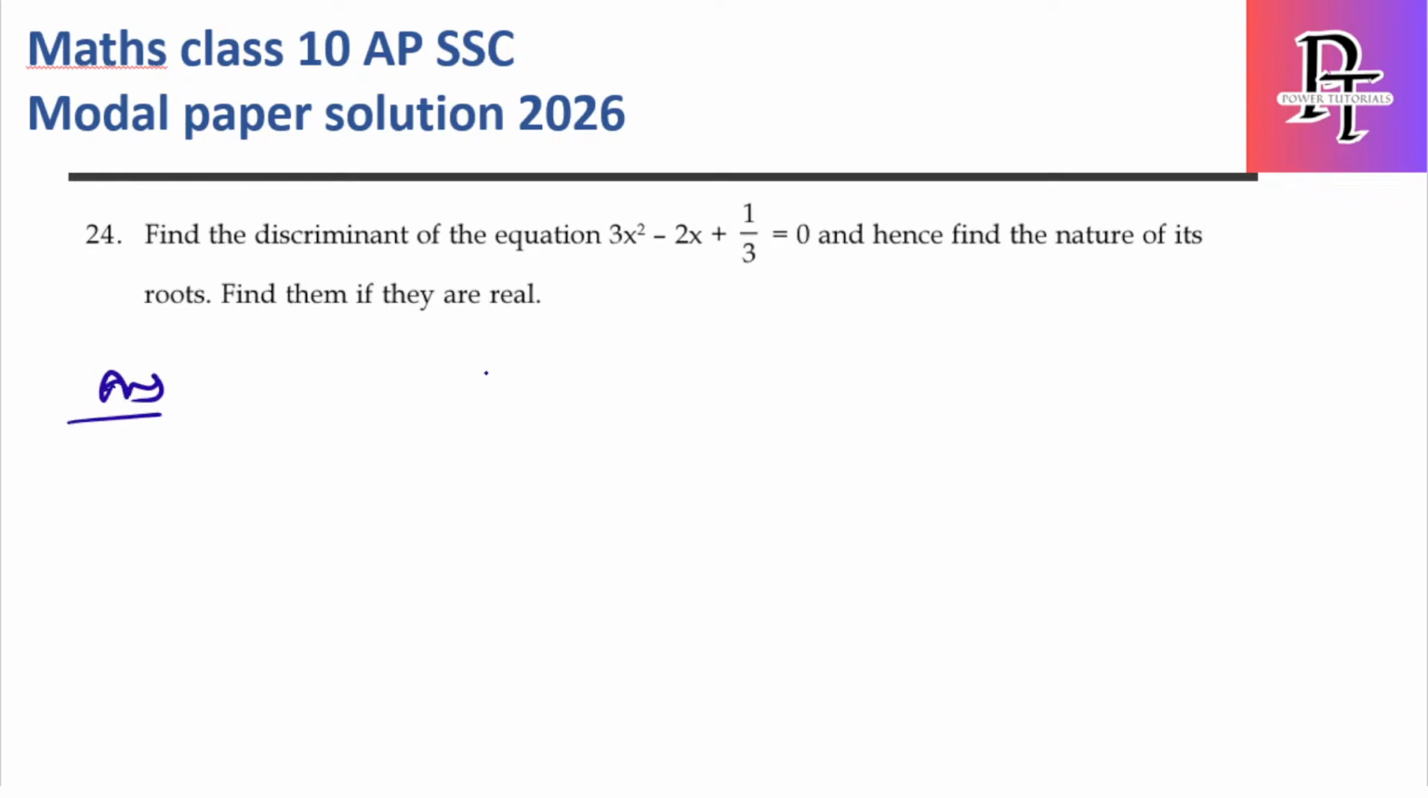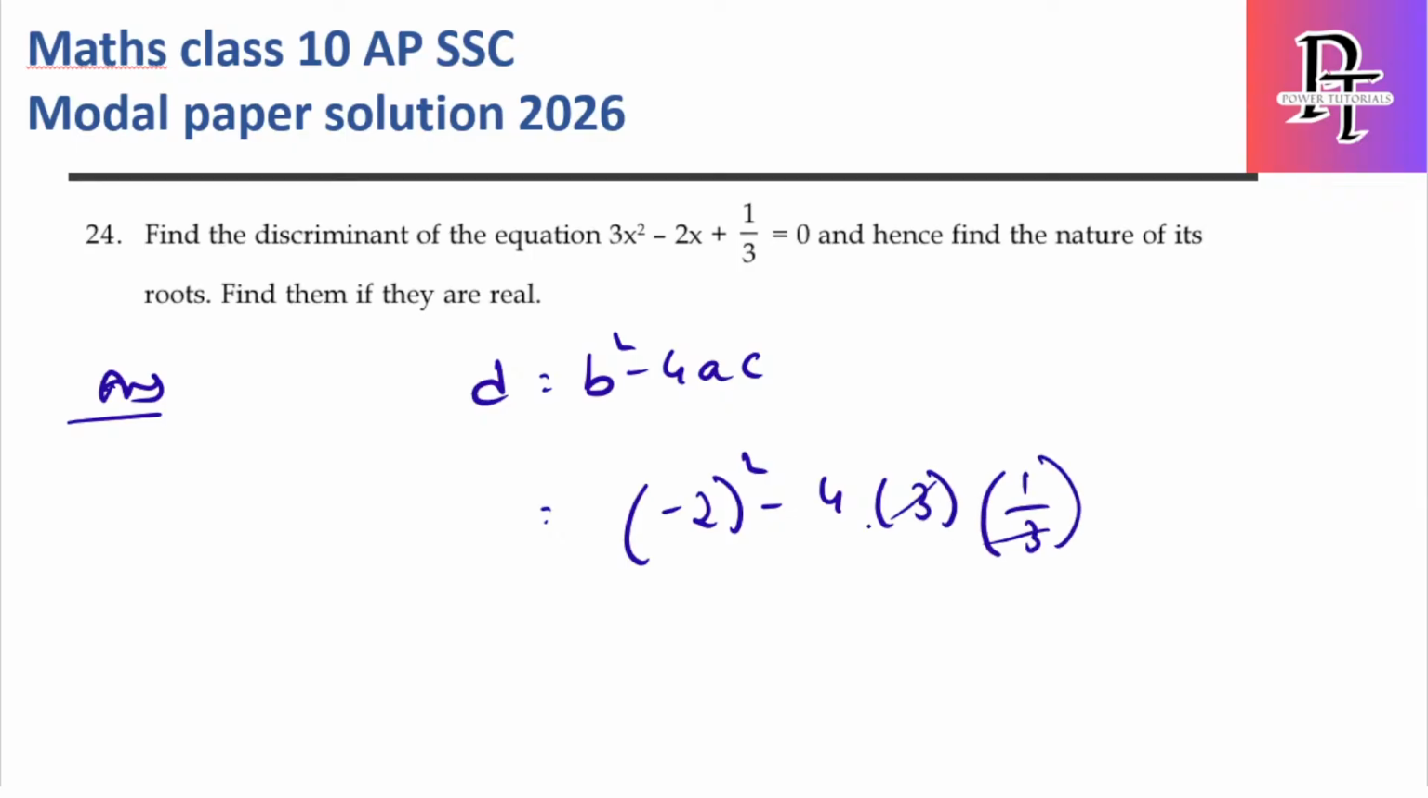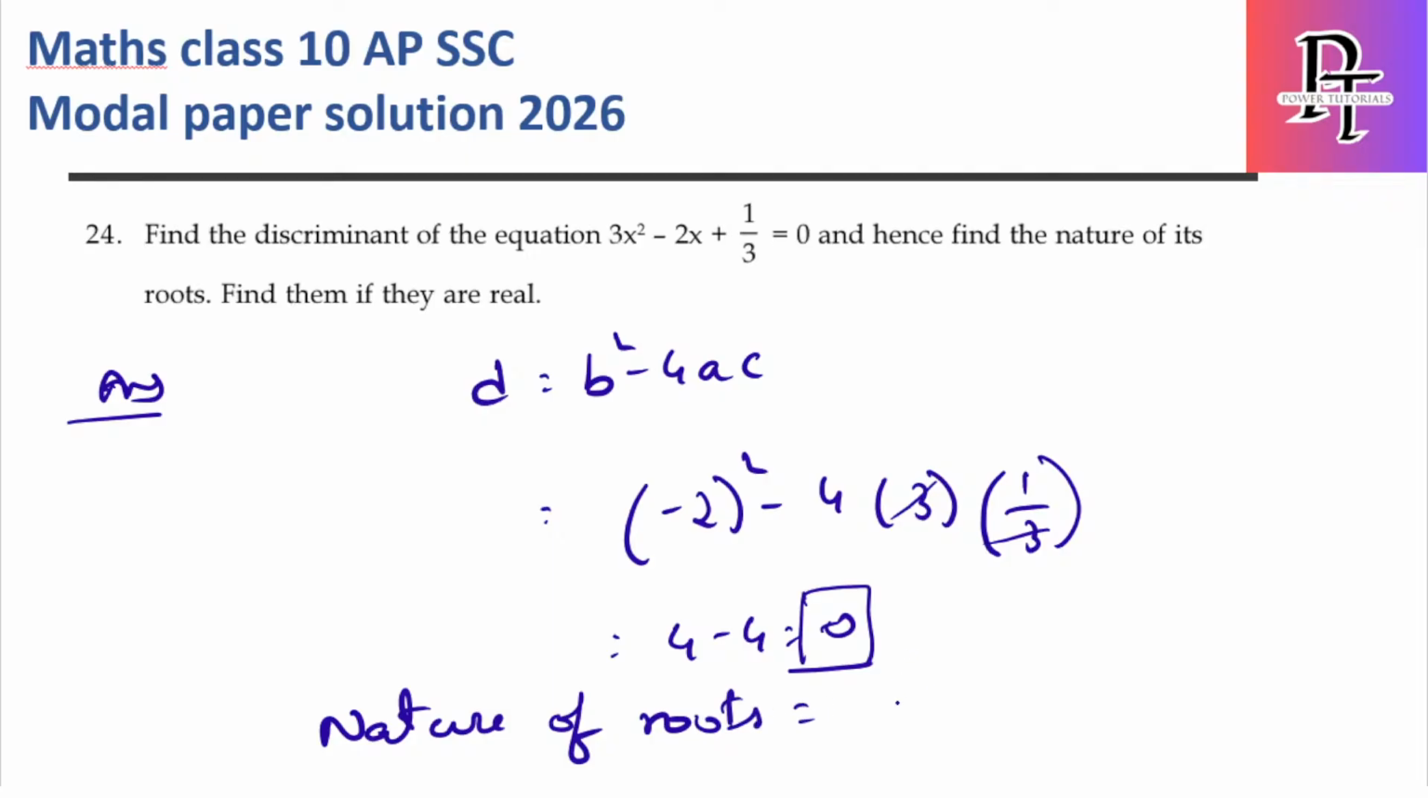Find the discriminant of the equation. So discriminant is easy. The discriminant D value is b square minus 4ac. Okay, let's substitute the values. B is minus 2 whole square minus 4 into a value is 3 and c value is 1 by 3. So this gets cancelled out. It is 4 minus 4, which is 0. So discriminant value is 0. Hence find the nature of roots. If D is 0, then the nature of roots is real and equal.